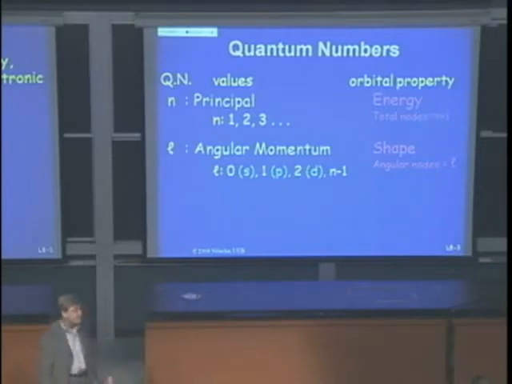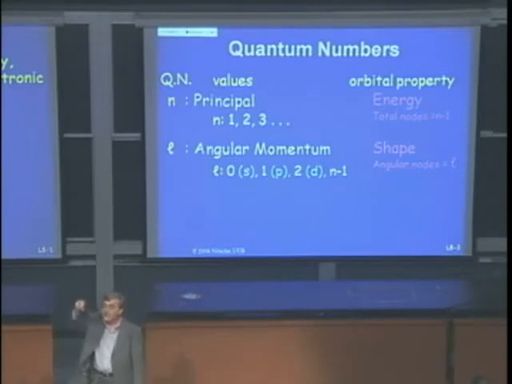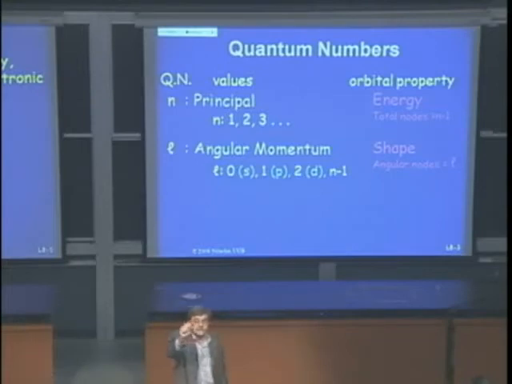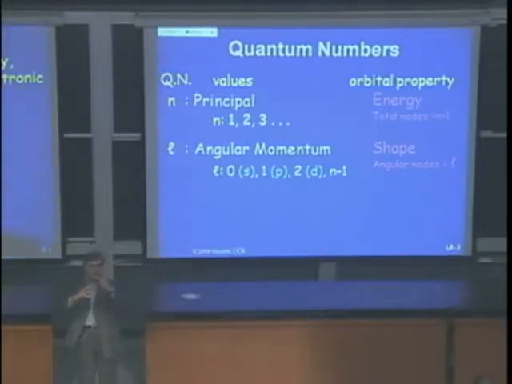So of course, you have n equals 2, that's a 2s. So it has how many nodes? 1. Now you have n equals 3 and L equals 0. How many nodes do you have? 2. What are they? Radial or angular? Radial. Think of the s orbitals as an onion. The higher you go, you have one more layer of skin, and in between is the node where the skins touch each other. There are the nodes. You can look at this in this way.